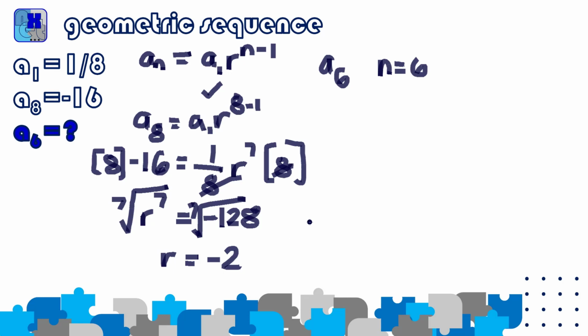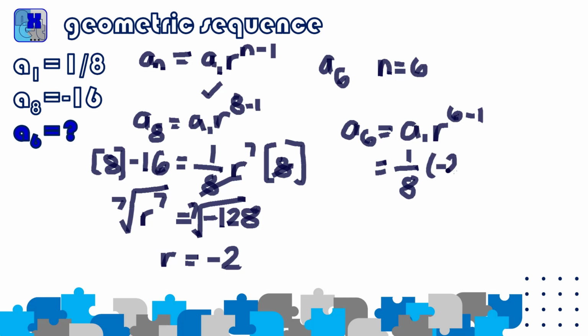Now that we have the value for our common ratio, let's now solve for our 6th element. The 6th element here is a product of our first element times r to the power of 6 minus 1. So this is where we plug in 1/8 as our given first element or first term times negative 2 and then raised to 5 because that's 6 minus 1. We know that when we raise a negative integer to an odd exponent, the result is still negative, and 2 to the power of 5 is 32.